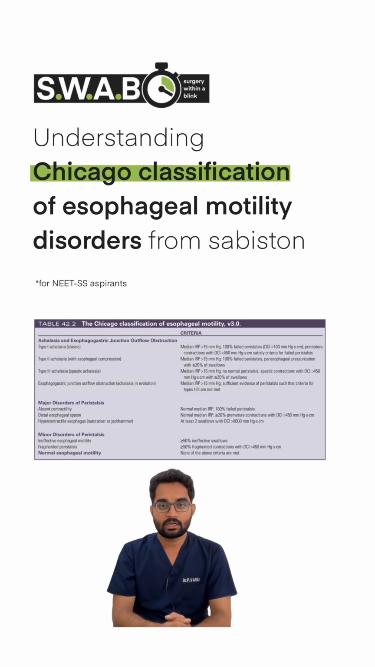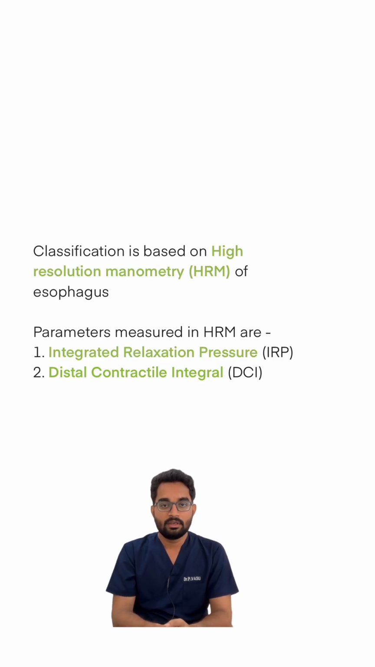Let us try to understand Chicago classification of esophageal motility disorders. This classification is based on high resolution manometry of the esophagus. The parameters we measure include integrated relaxation pressure and distal contractile integral.